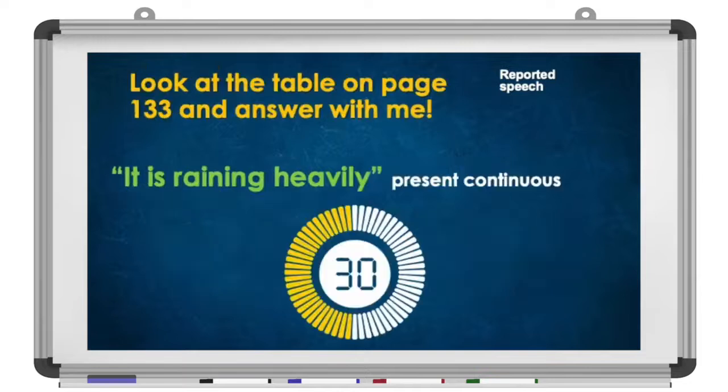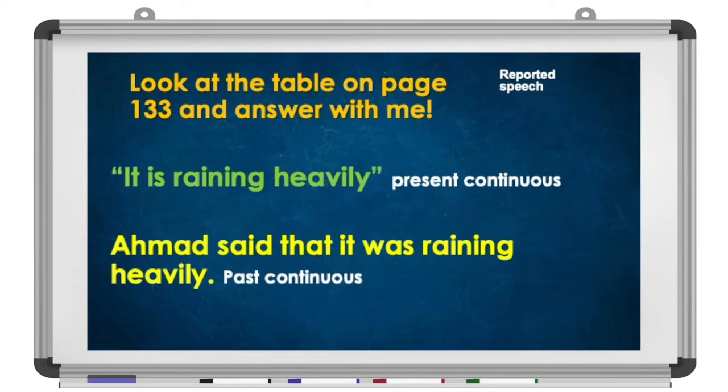Now, look at the table on page 133 and answer with me. It is raining heavily. The sentence is in the present continuous. Check your table. See, the tense shift. The present continuous will turn into past continuous. Let's check the sentence. Ahmed said that it was raining heavily. Was and is. Raining and raining. So this sentence is in the past continuous.